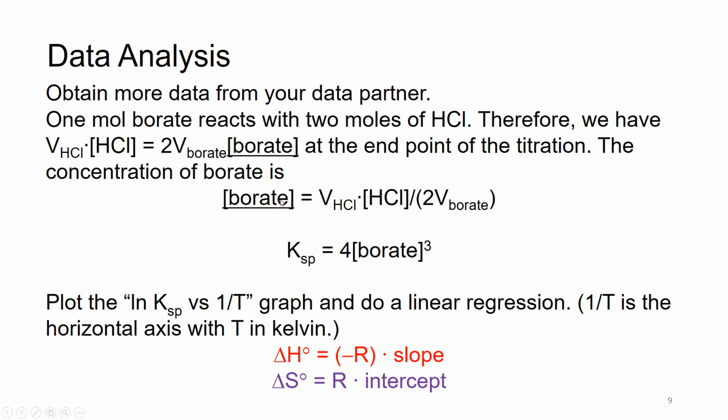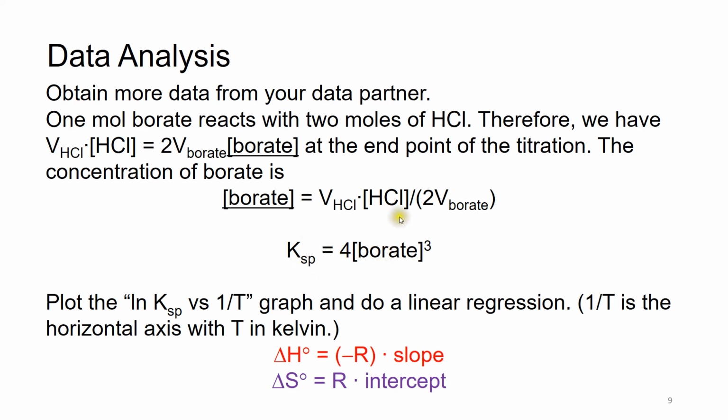The concentration of borate is equal to the volume of HCl, the titrant, times the concentration of HCl, divided by 2 times the volume of borate. Again, this is the original volume of the borate solution you decanted from the original sample. Okay, again, this number 2 is put in here because 1 mole borate reacts with 2 moles of HCl. Now, if we have the value of the concentration of borate, we use this equation to compute the solubility product constant, KSP. We do this for 3 different temperatures.